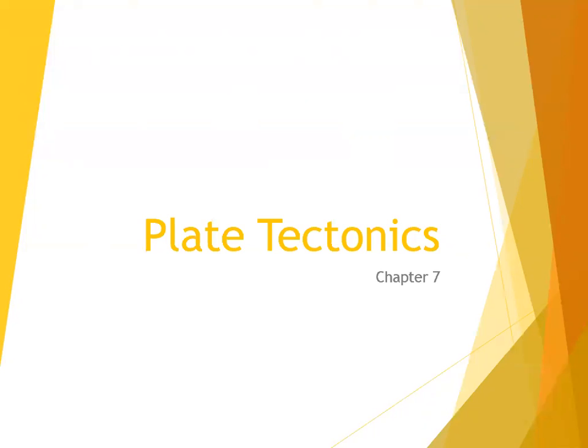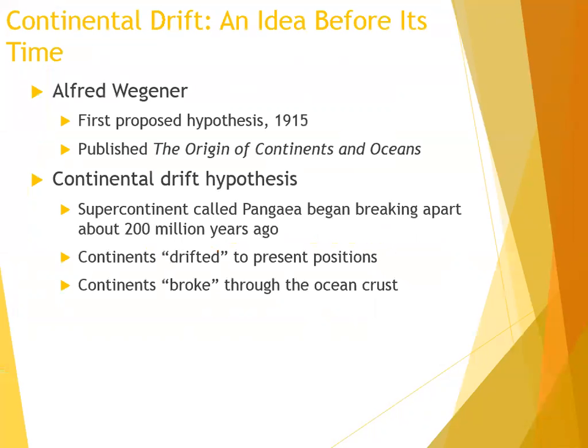And for those of you more interested in the biological side of some of this, plate tectonics can explain plant and animal distributions, both now as well as in the past. Plate tectonics are why Australia and South America have marsupials. Alfred Wegener is our scientist mostly involved with this idea. He developed the concept of continental drift and first proposed his hypothesis in 1915. And he published it, and it was called The Origin of Continents and Oceans.